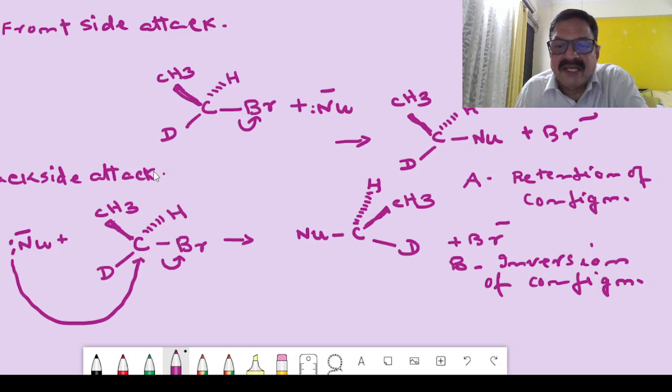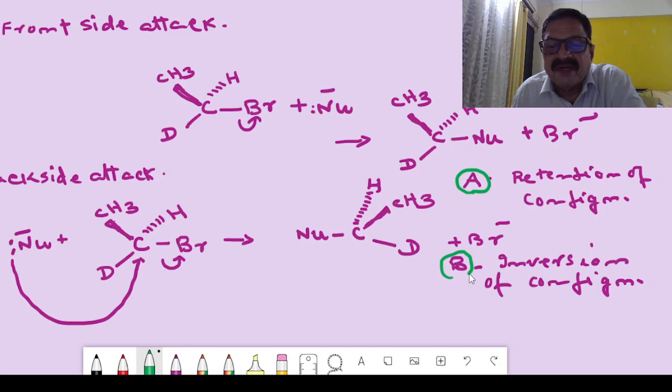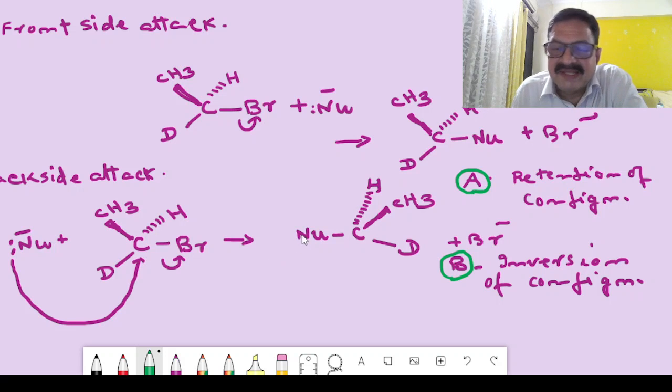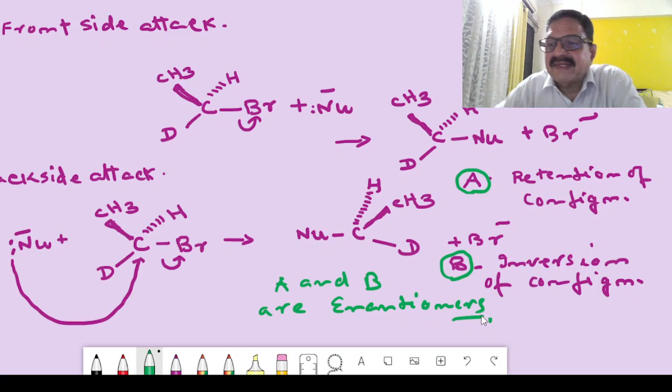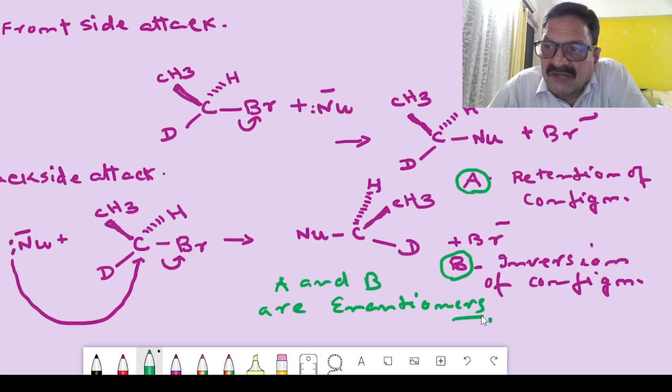Now here A and B. So which is A here? This is the A. Now let us see A and B. What is the relationship between A and B? A and B are enantiomers. There are two different compounds here. A and B are enantiomers, that is, non-superimposable mirror images. Correct. A and B are different compounds. Now they are stereoisomers, non-superimposable mirror images here.